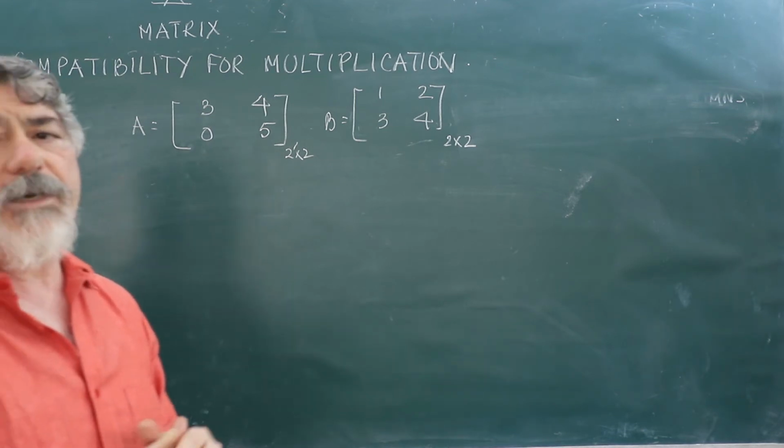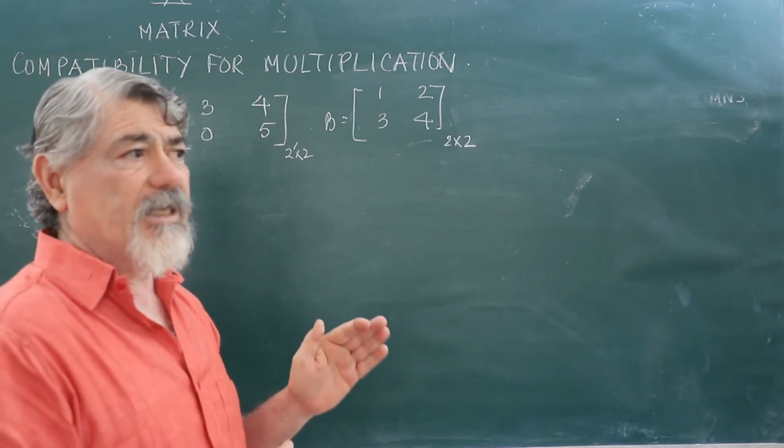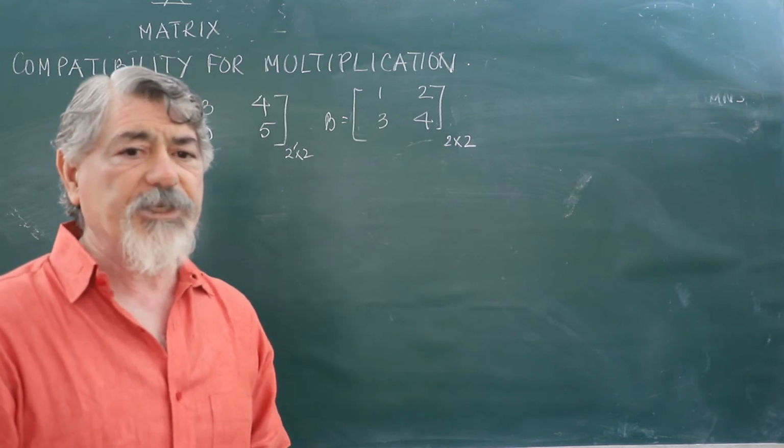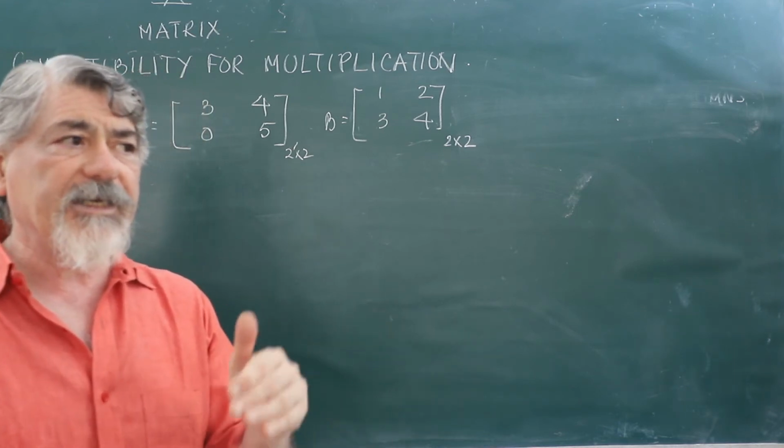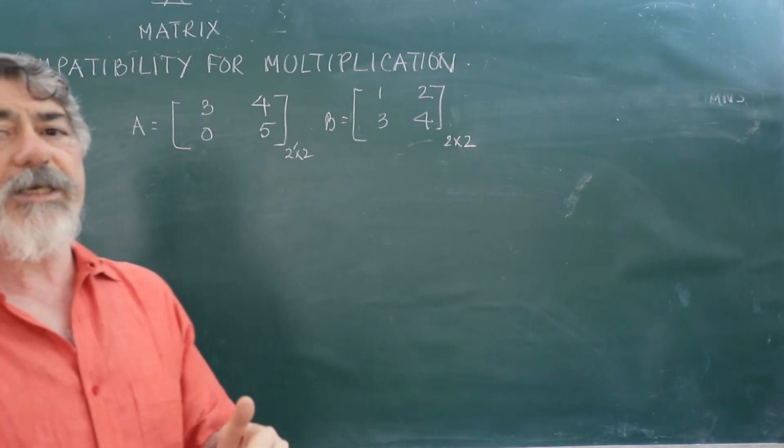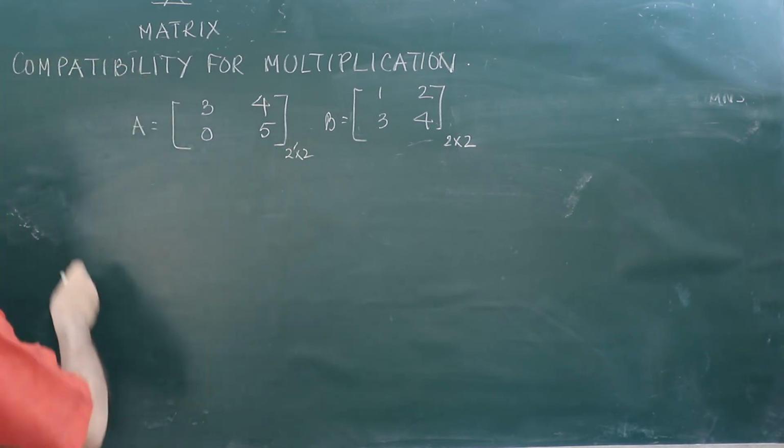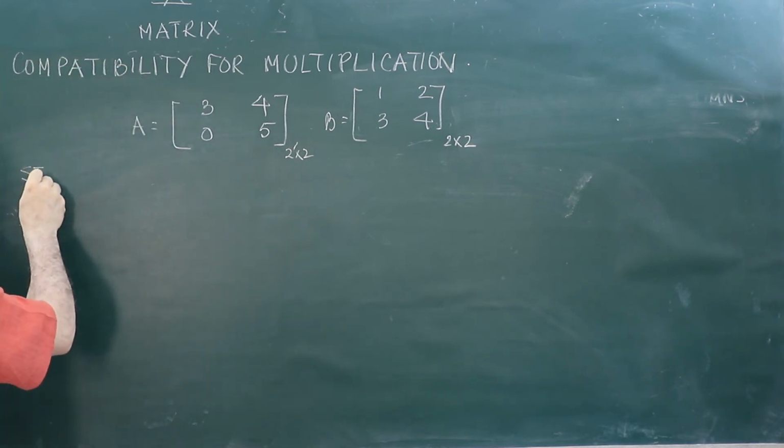Now, how does the multiplication take place? It will take 4 steps for me to explain, and I will explain each step separately so that it is very clear to you how we multiply. Step 1.